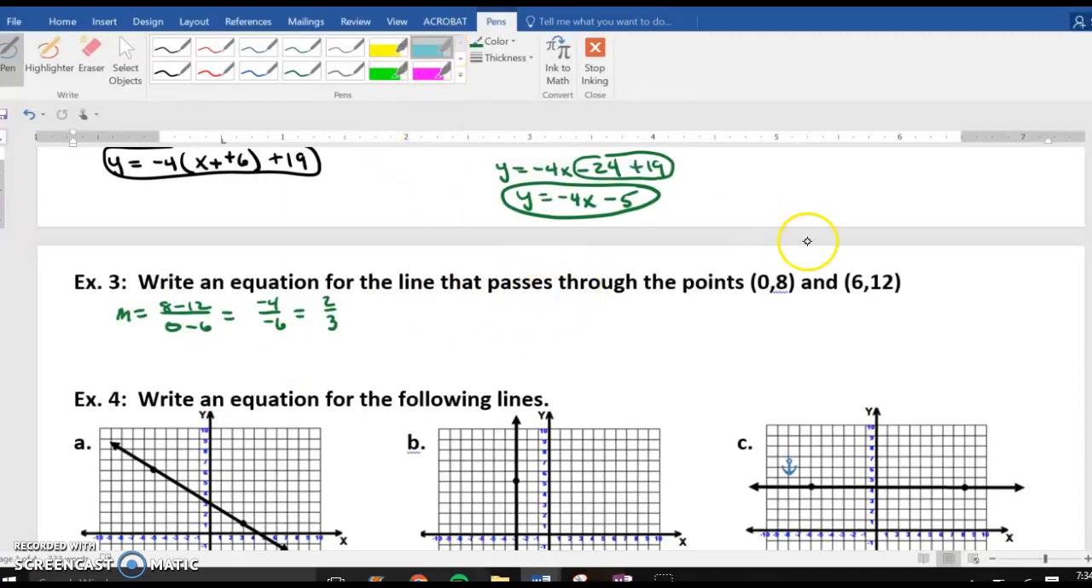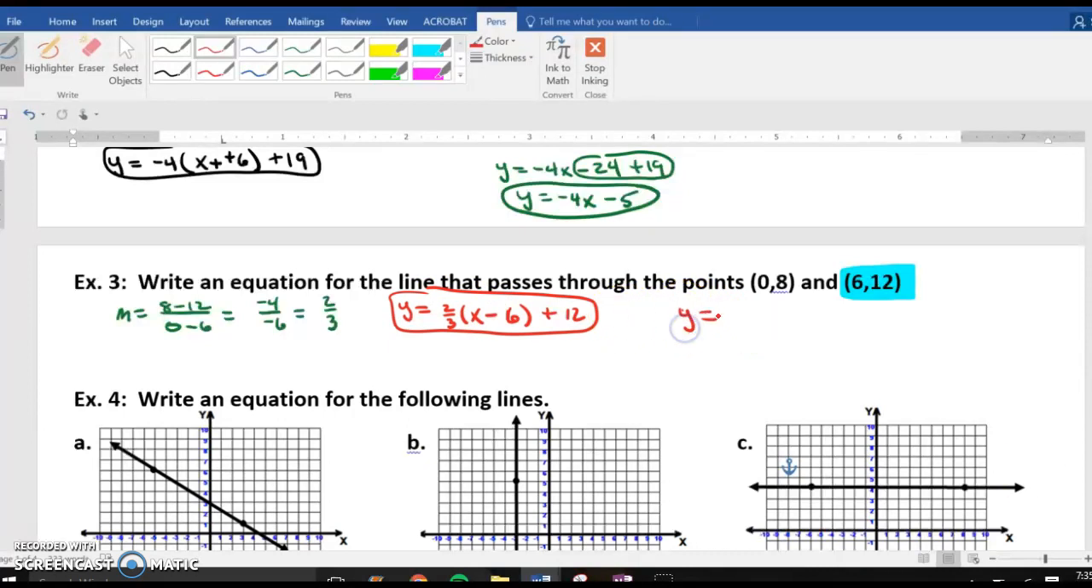So we'll start by writing it in point slope form. Does not matter which point you use. You can use either one. I'm going to use (6, 12). So point slope first, y equals 2/3 times x minus, I'm going to do 6, and then plus y1, which is 12. So this here is your point slope form.